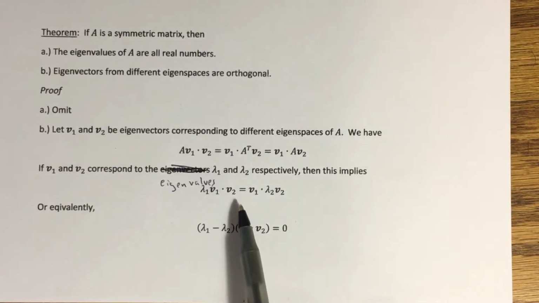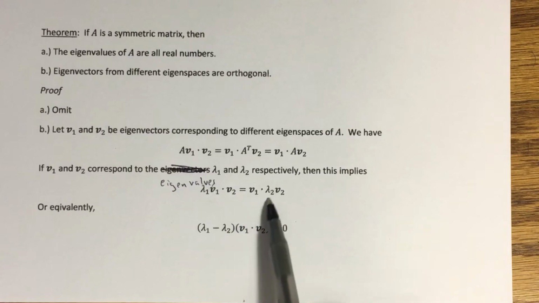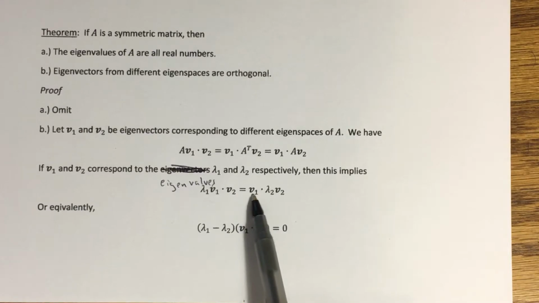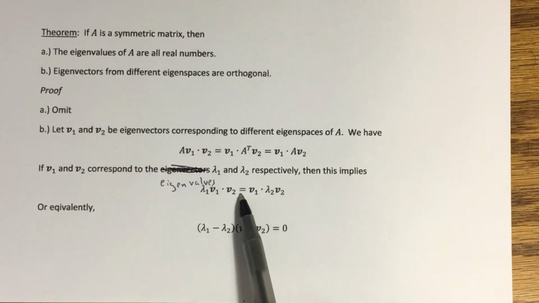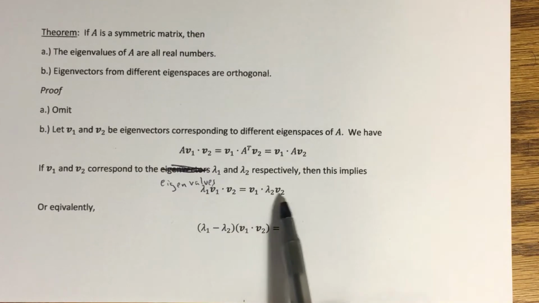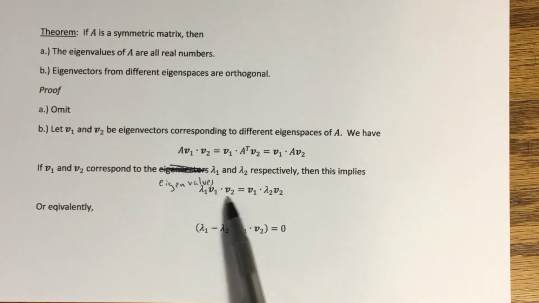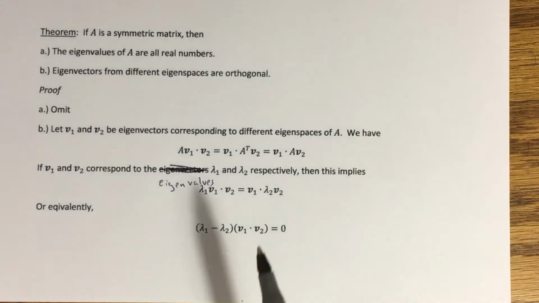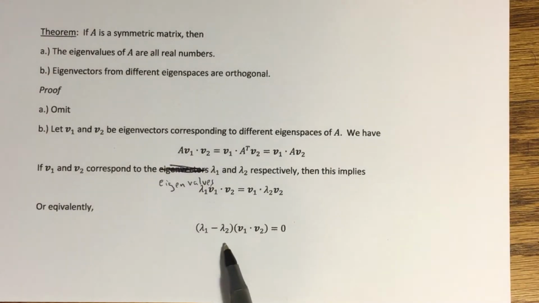Okay. Now this equation right here, if I were to subtract this right-hand side over to the left-hand side, then I would have a difference of two scalars times a dot product, v1 dot v2. I could factor the dot product out, and I'd be left with this equation here. Lambda 1 minus lambda 2 times the dot product of v1 with v2 is equal to 0. Both of these are scalars. Remember, the dot product gives us a scalar.